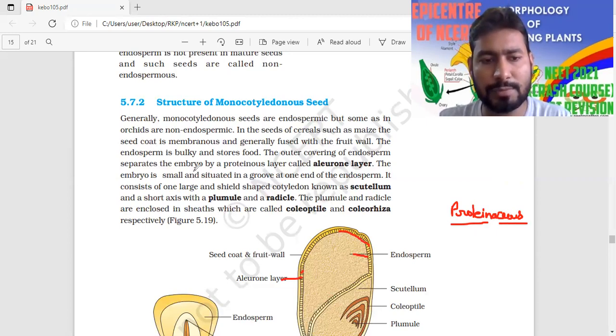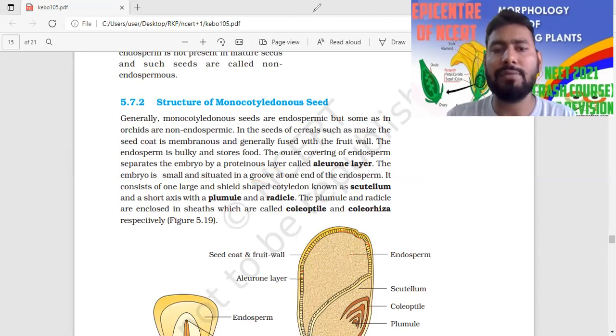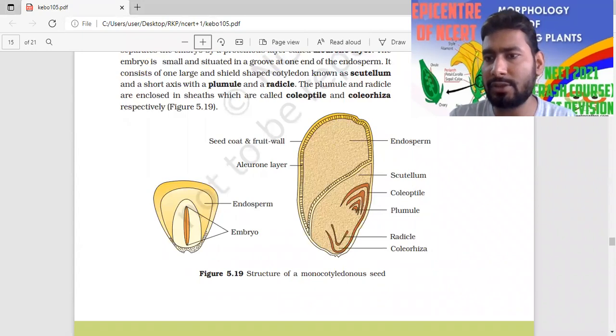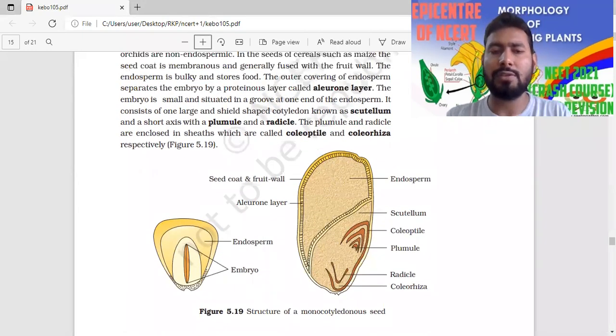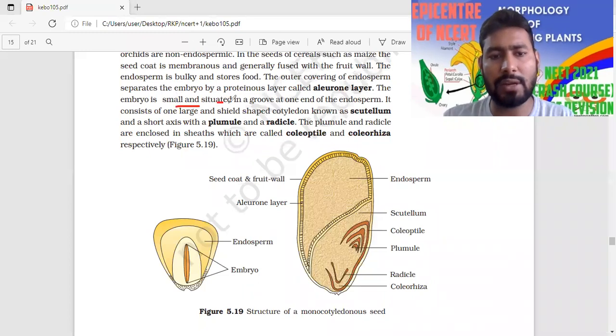The embryo is small and situated in a groove at one end of the endosperm. This is a very important point. In a monocot seed, the embryo is small. It is not extremely small, only small. So the embryo is small and situated in the groove at one end of the endosperm.